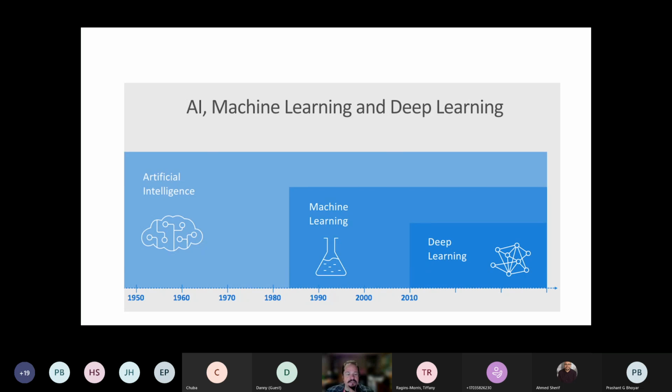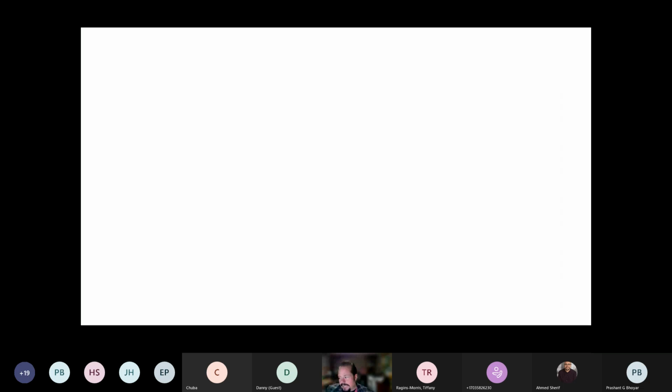So these are the three things. And generally, when you speak of these things, everybody just uses the term AI, artificial intelligence, to refer to all of it. But machine learning is a subset, and then deep learning is a subset of artificial intelligence as well. So that's what that is.